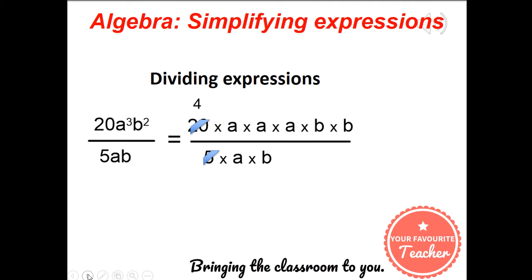I can then cancel off every letter that I have multiplied below by a similar letter on top. So in this case, I have an A on top and an A below, so I cancel those 2. I also have a B on top and a B below, so I cancel those 2. So what I'm left with is my answer. In this case, it's 4A squared B.